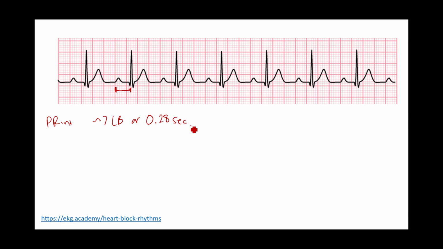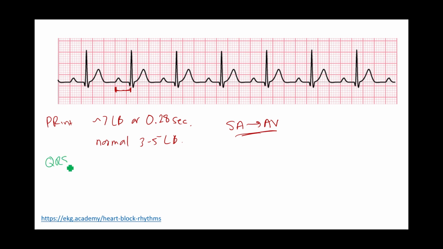0.28 seconds. This is abnormal because it's greater than our normal values of 3 to 5 little boxes. What could this mean? So this could mean there's some kind of issue with conduction from the SA node to the AV node. This EKG strip actually shows what's called a first degree heart block. We'll talk more about heart blocks in our conduction abnormality module, but here you can see that the PR interval helped us diagnose a first degree heart block.